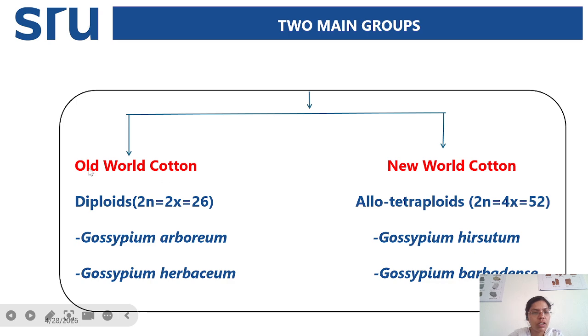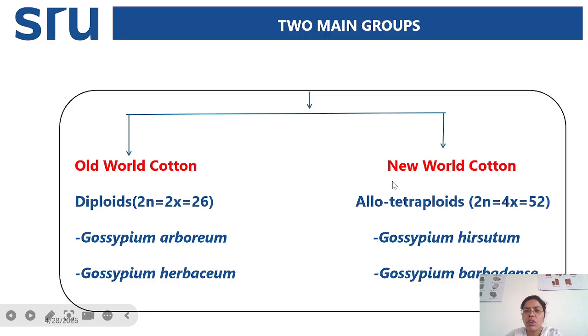These Old World cottons were widely cultivated earlier, so they are called Old World cotton, and these species are diploids with chromosome number 2n equal to 2x equal to 26. Here we have two species, Gossypium arboreum and Gossypium herbaceum.